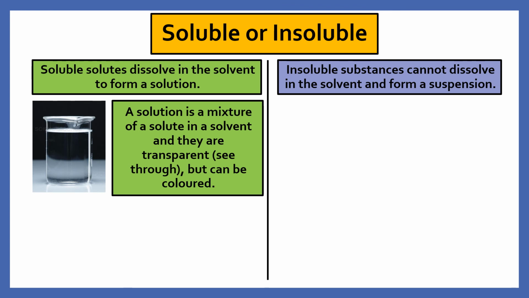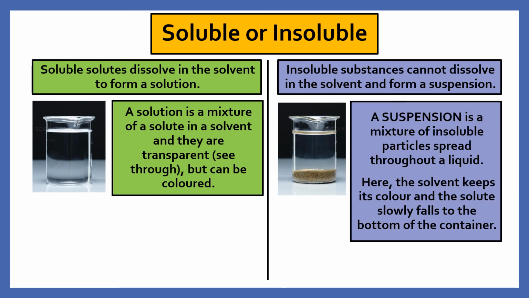However, solutes could also be insoluble. An insoluble substance means that it cannot dissolve in a solvent. If it does not dissolve, it does not make a solution. Instead, what you end up with is something called a suspension. A suspension is a mixture of insoluble particles spread throughout a liquid.